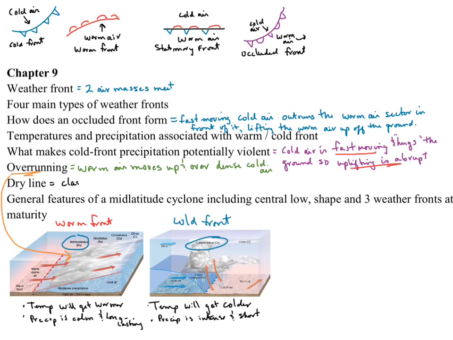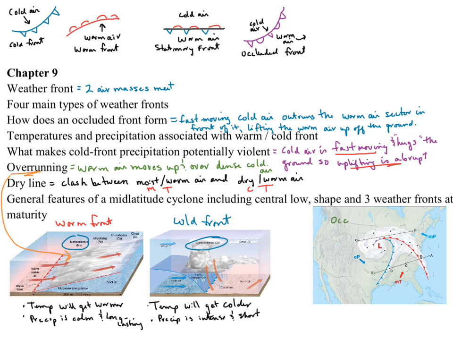A dryline is like a fifth type of front, and it's a clash between two warm air masses. One of them is moist, and one of them is dry. So we have a maritime tropical air mass and a continental tropical air mass meeting in a dryline.